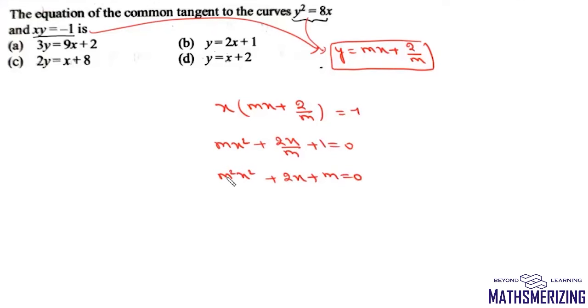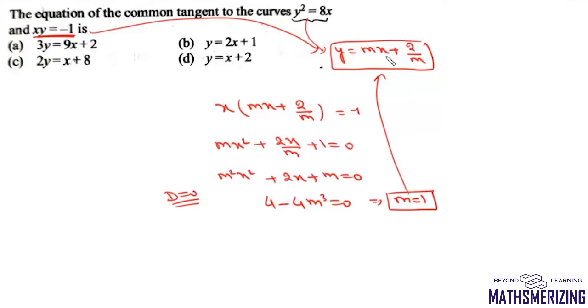Now this line touches this hyperbola, so that means there should be only one point of intersection, so that means D should be 0. So we are using the quadratic method, right? So here we can write 4 minus 4 m cube should be 0, so here the value of m is 1. So the slope of the common tangent to this parabola and hyperbola is 1. Now we'll just put the value of m in the equation, and we'll get this equation as y equals x plus 2, and that's your option number D.